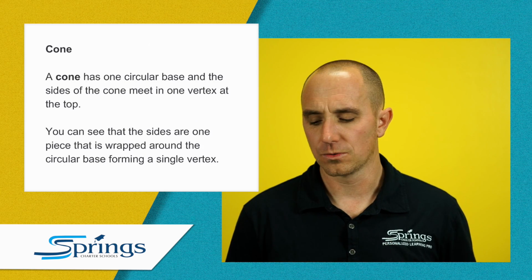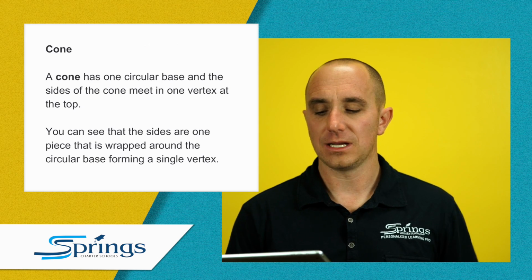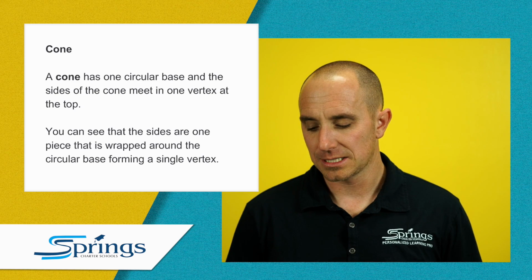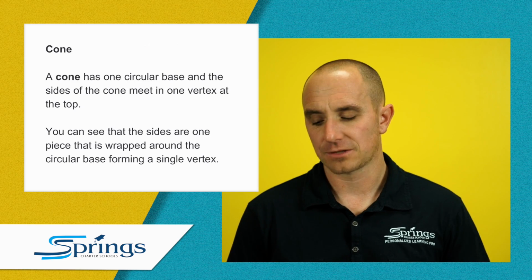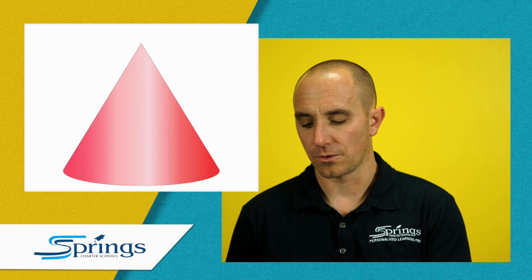Okay, we also have a cone. A cone has one circular base, and the sides of the cone meet in one vertex at the top. So you can see that the sides are one piece that is wrapped around the circular base, forming a single vertex. Okay, so you can see here my visual of the cone.